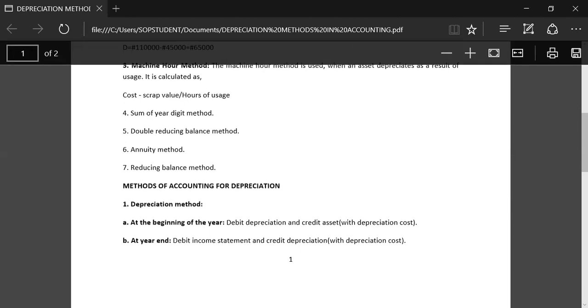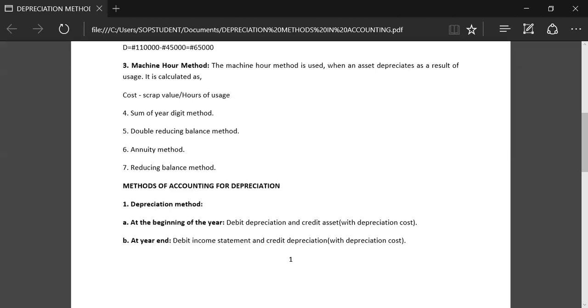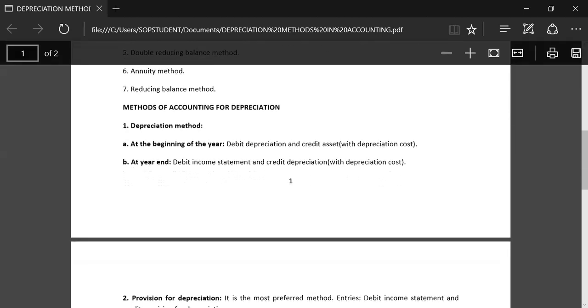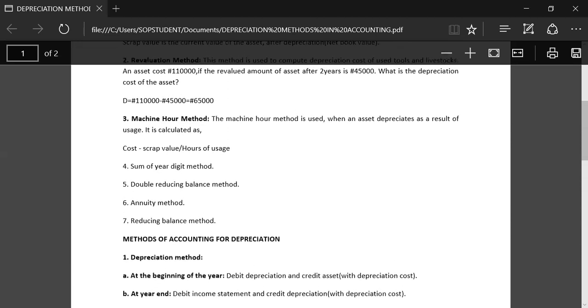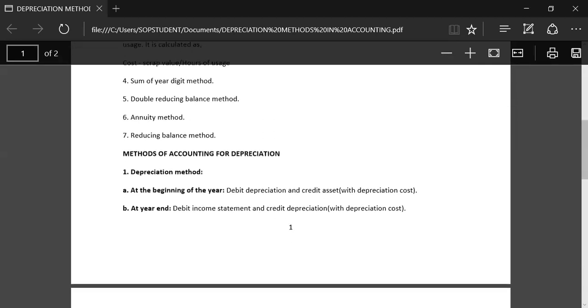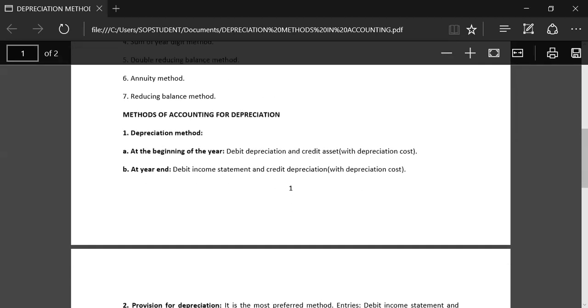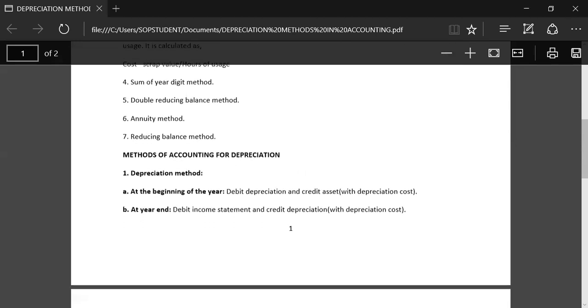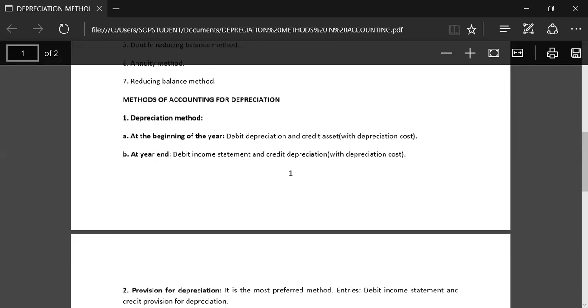Then we also have other methods such as the sum of the year digit method, the double reducing balance method, the annuity method, and the reducing balance method. But the commonly used methods for depreciation are the straight line method and the reducing balance method, and sometimes the sum of the digit method.